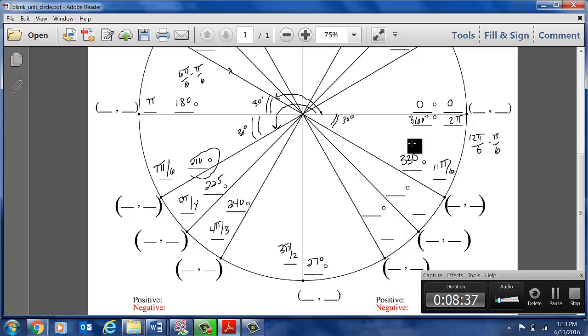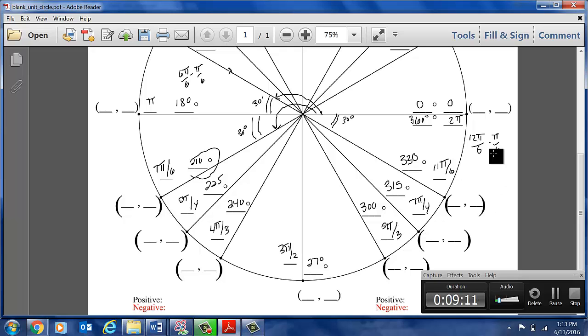To jump to the next one, again, we're going to subtract 45 degrees. So that would give me 315 degrees. And then subtract pi over 4 from 2 pi. So I'm going to think of 2 pi as 8 pi over 4. So minus pi over 4 is 7 pi over 4. And then for the last one, we'll subtract 60 degrees from 360, which gives me 300. Or subtract pi over 3 from 2 pi, which will give me 5 pi over 3.